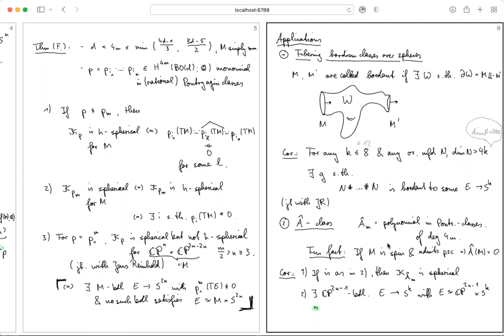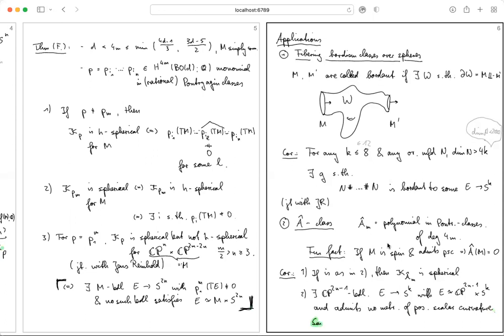And this bundle admits no metric of positive scalar curvature. Which is a little counterintuitive because, well, you have a fiber which is positively curved. It's the strongest form of positive curvature you have. The base also is, because it's a sphere, and the total space is so negatively curved in a sense it doesn't even admit the weakest positive curvature condition.